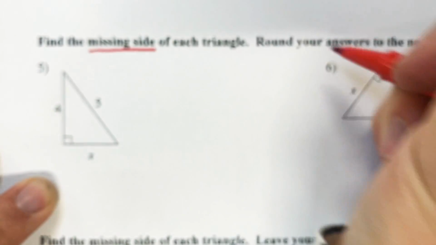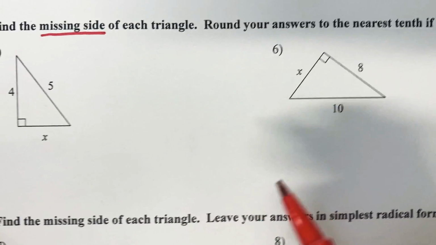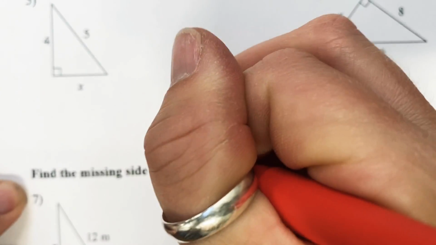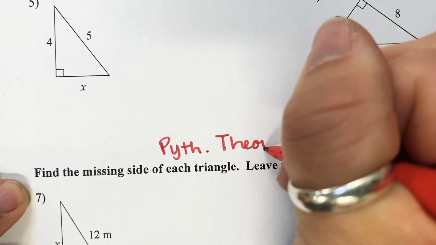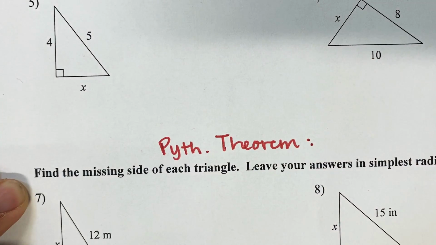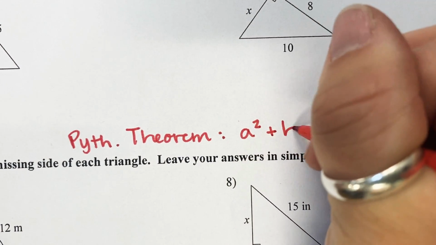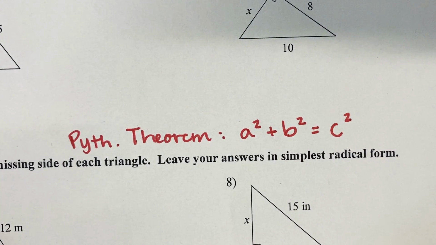In order to find missing sides of right triangles, where they have a right angle in them, we have to use the Pythagorean theorem. So let's go ahead and remind ourselves what the Pythagorean theorem is. The Pythagorean theorem is always a squared plus b squared equals c squared.